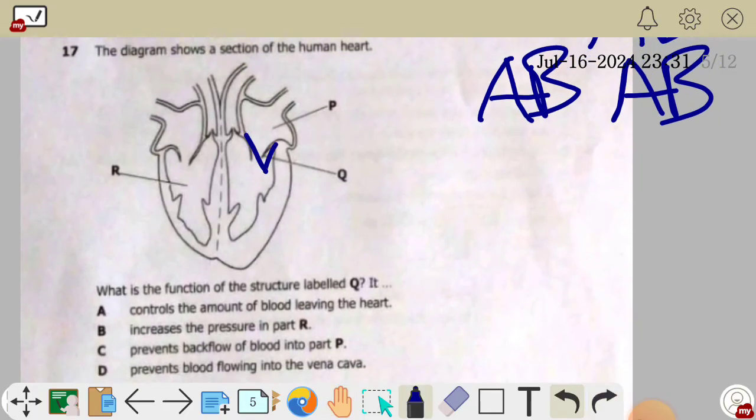So these valves are going to close when the ventricles contract. So when the left ventricle contracts to pump blood into the aorta, the valve here is going to close so that blood does not backflow into part P there. So the correct answer here is C.